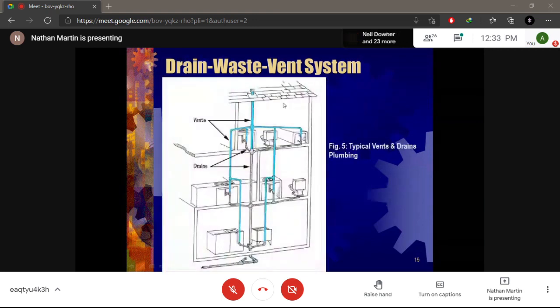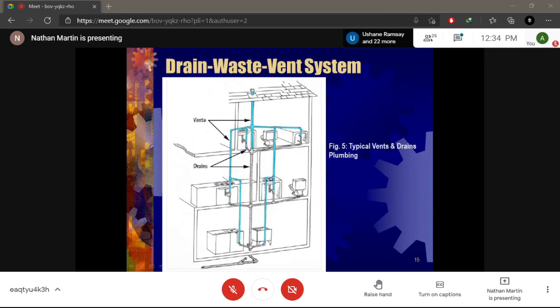Now, this is your typical drain waste vent system. I show it here in blue, but it's not colored blue in buildings. Blue is actually potable water. But for this particular illustration, I want to identify the drain vent system here. We have our drains, our face basin, faucet, and kitchen, and so forth.